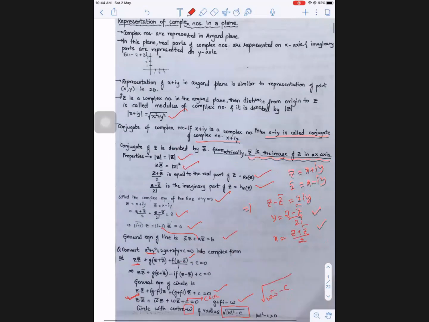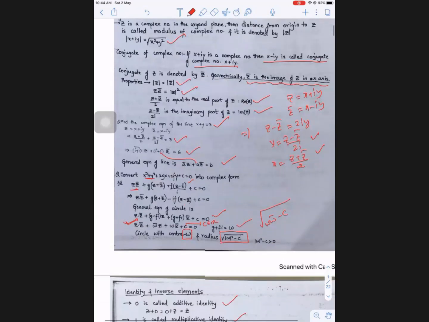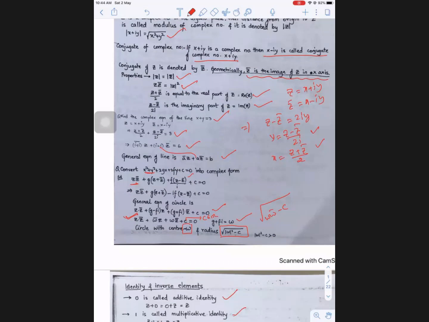Conjugate is, and what are the conjugate properties, all these things. If z equal to x plus iy is a complex number, then conjugate means its image in the x-axis, that is x minus iy, is called the conjugate. And the properties are mod z equal to mod z bar, and z z bar equal to mod z square, and real part of z means z plus z bar by 2, and imaginary part of z is z minus z bar by 2i.